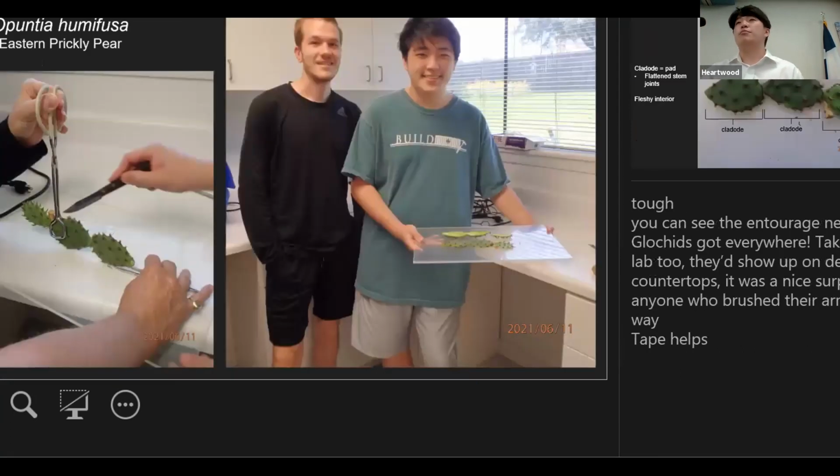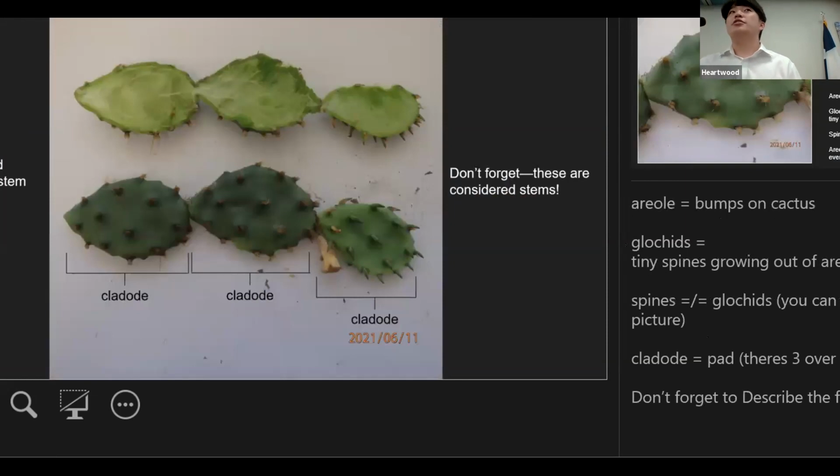At the Prairie Dawn Preserve, Alden and I were able to collect a specimen of Opuntia humifusa, the eastern prickly pear. As you can see, you really require the whole entourage to prepare a proper specimen. At the cost of our hands and fingers, we're able to create a nice layout of our Opuntia humifusa. In this picture, I wanted to talk about the structure of a prickly pear cactus.